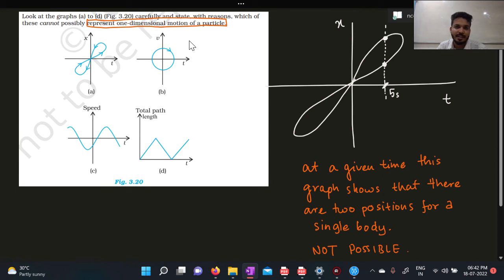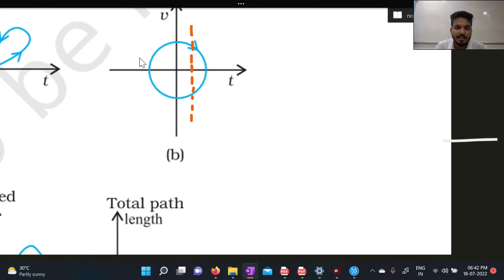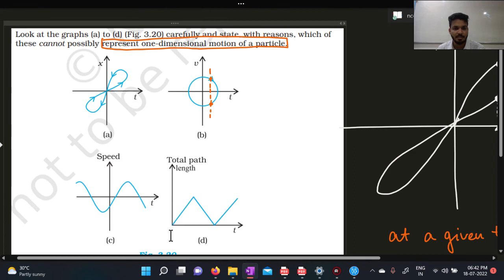And for this one I can give exactly the same reason. If I take a certain time, let me zoom in a little bit, this graph is indicating that for the same body it has two different velocities, which is not possible. So the second graph is also not possible, because for a given time there are two velocities for the same body.